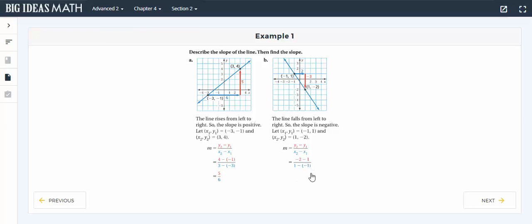And so we had to remember how to subtract integers. So your -2 minus 1 is -3, and then this is like adding the opposite or 2. So your slope is -3/2.